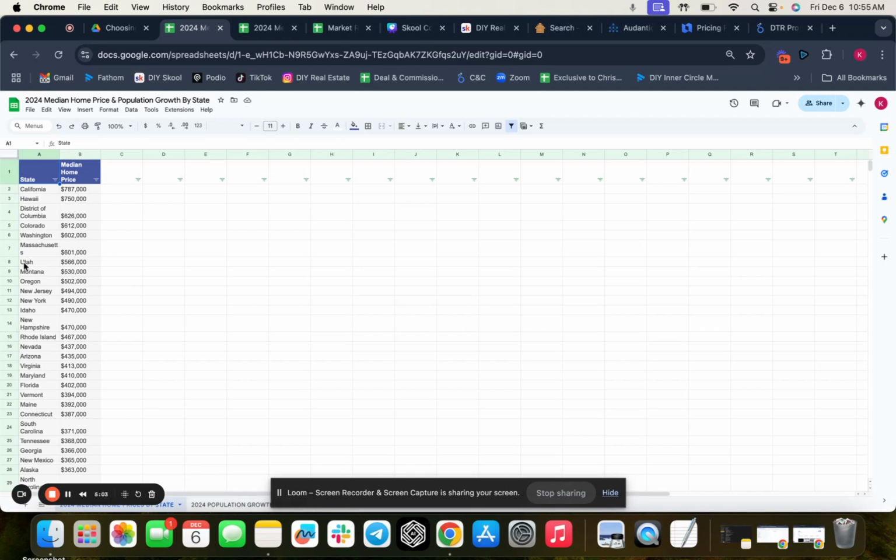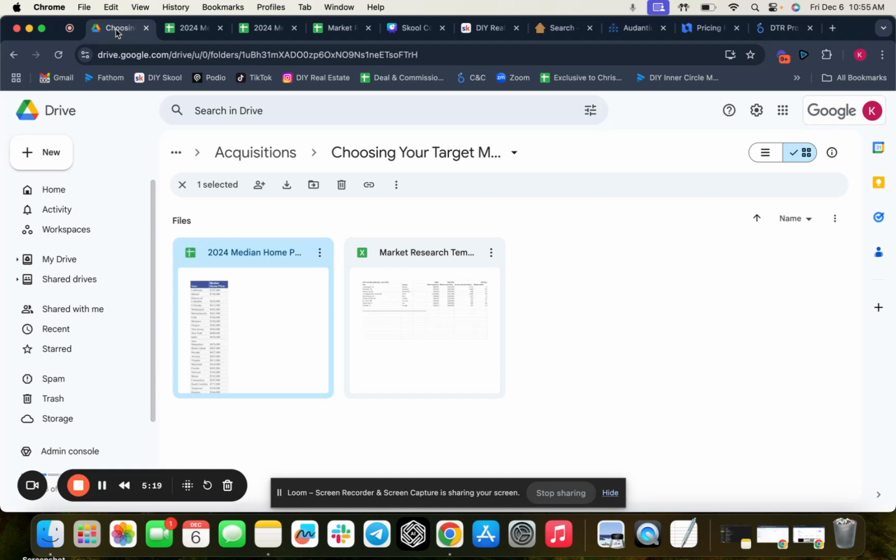So what I've provided to you all is statewide data so that you can focus on your target state, and then you can go into figuring out which counties, cities, or metro markets or zip codes you're going to go after. So those are accessible. Make sure that you reach out to us or in the support group if you don't have access to these resources.